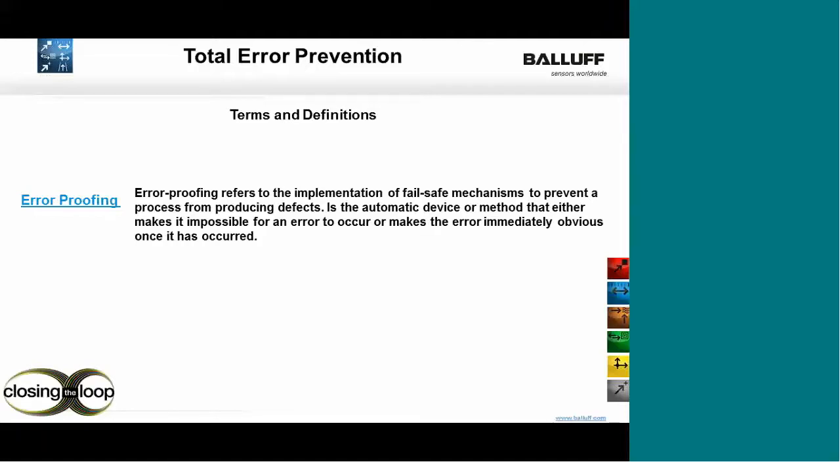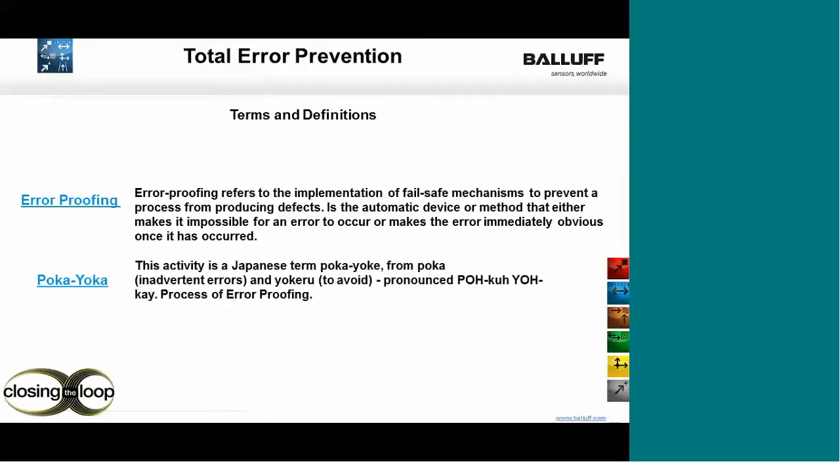And this is either an automatic device or a method that makes it impossible for a fault to occur or makes the error immediately obvious once it has occurred. Poka-yoke is a Japanese term, a derivative from poka, which means inadvertent errors, and the term yokuro, which is to avoid. So that word is actually defining a process of error proofing.